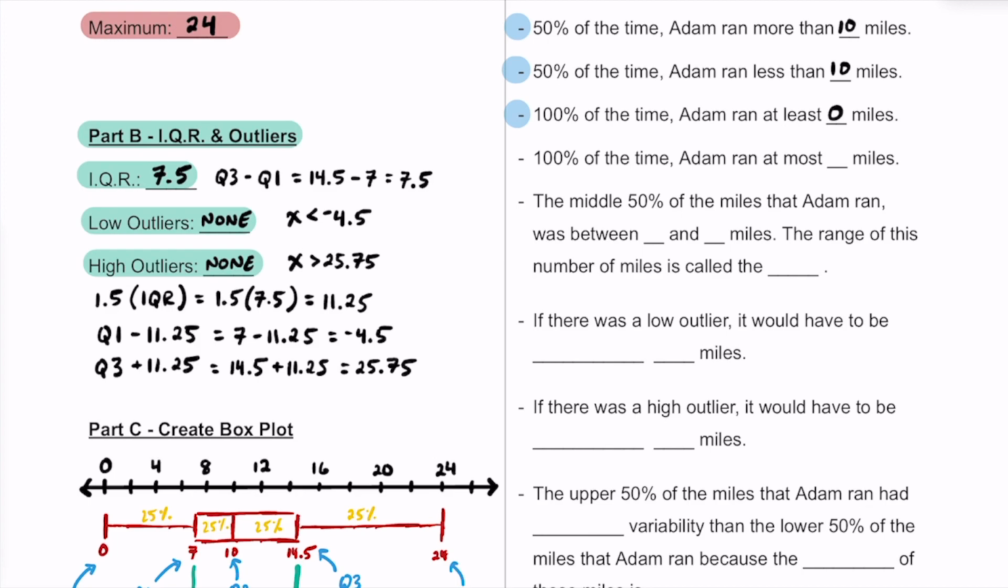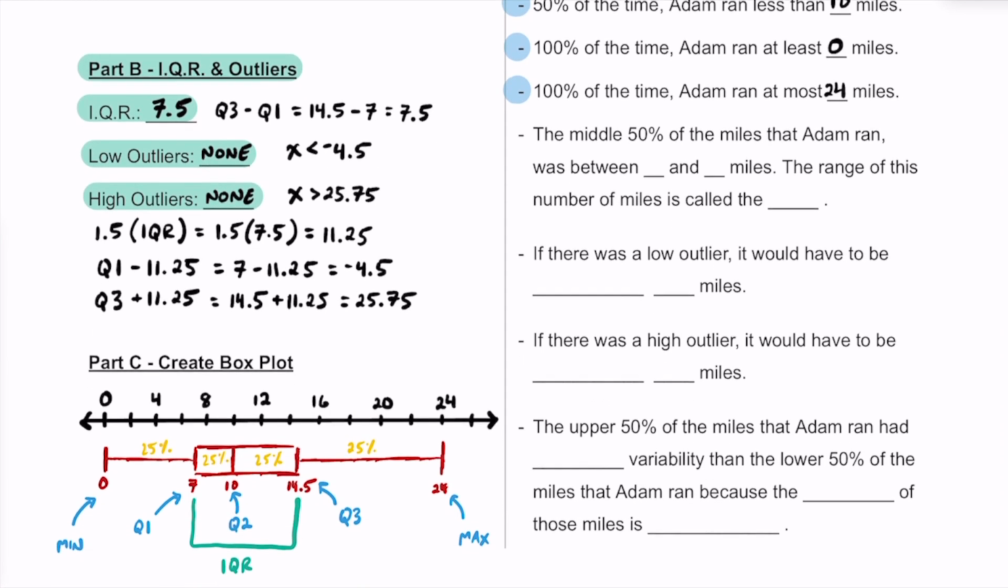And then for this next one, 100% of the data is going to be at most how much? Well, at most it's going to be 24 because that was our maximum. And you can see 100% of the data is to the left of that, right? So Adam ran at most 24 miles 100% of the time.